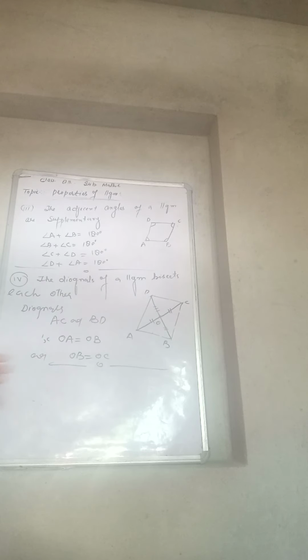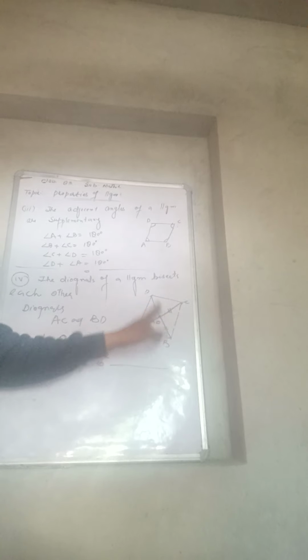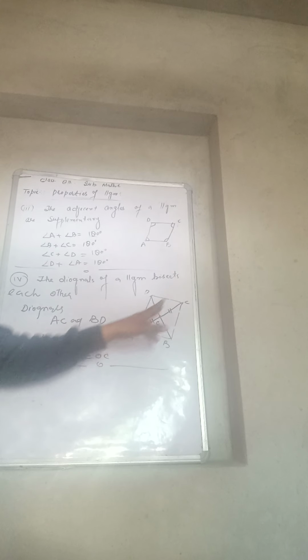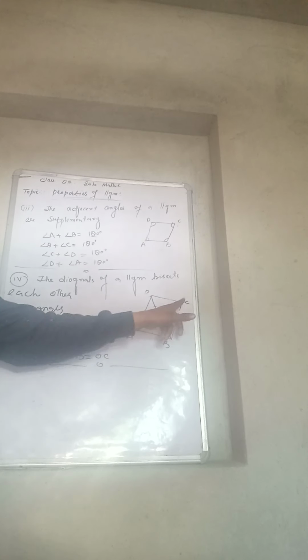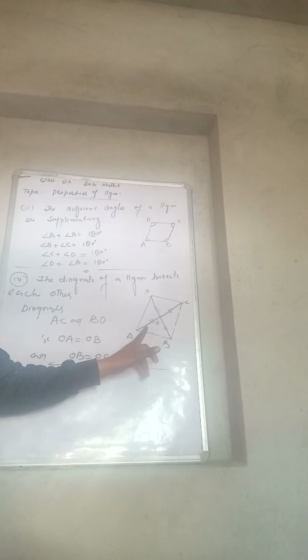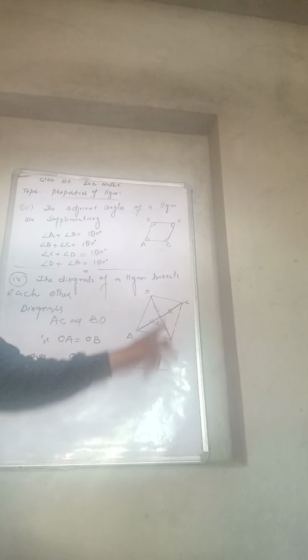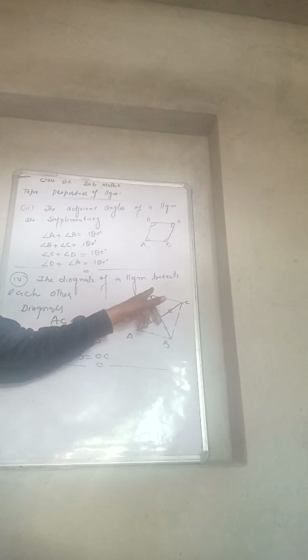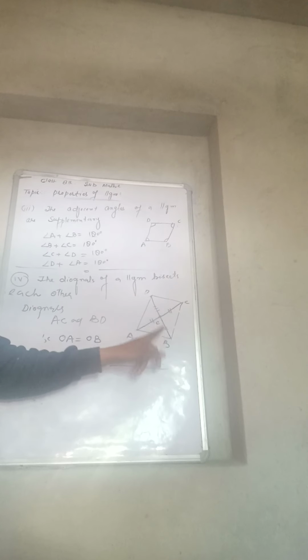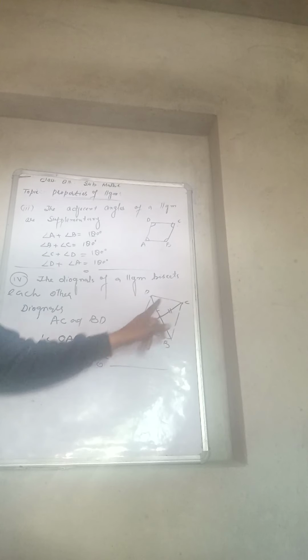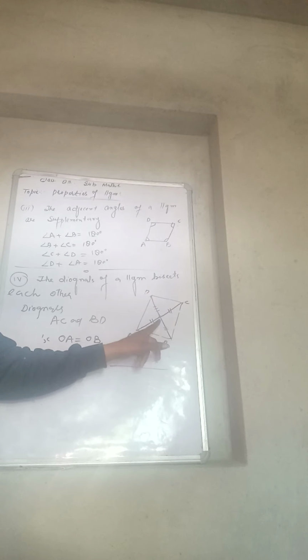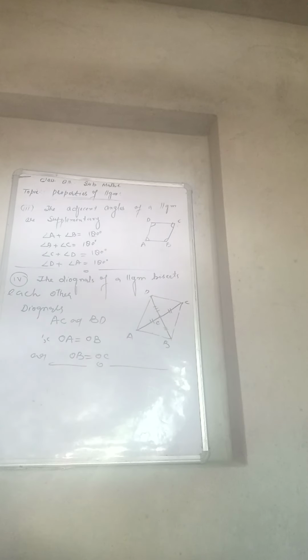They bisect each other. जो पूरा diagonal है, once they meet, they divide it into two equal parts. AC बाइसेक्ट होगा into OA and OC, and this BD ये also bisect होता है by this O where they meet, and it divides BD into two equal parts, OB equal to OD. That is all about today's topic.